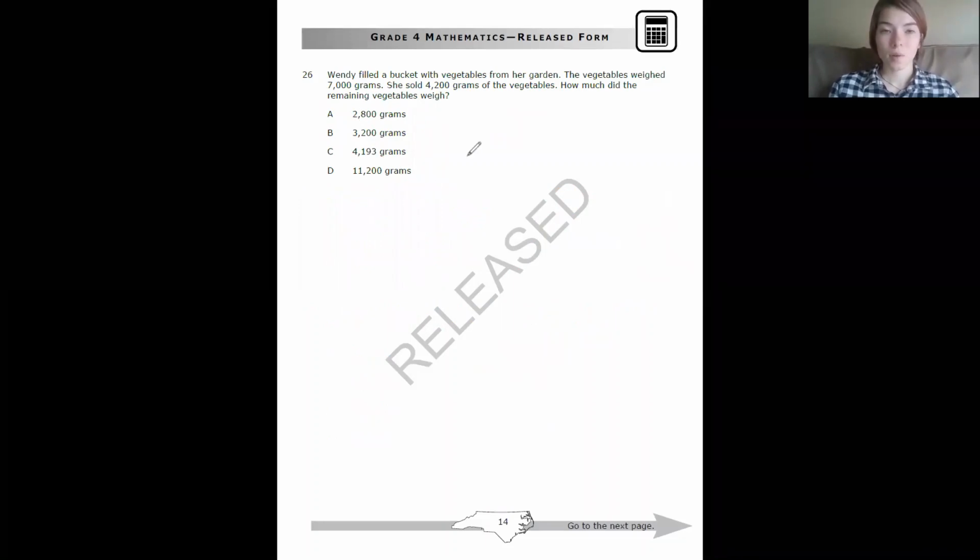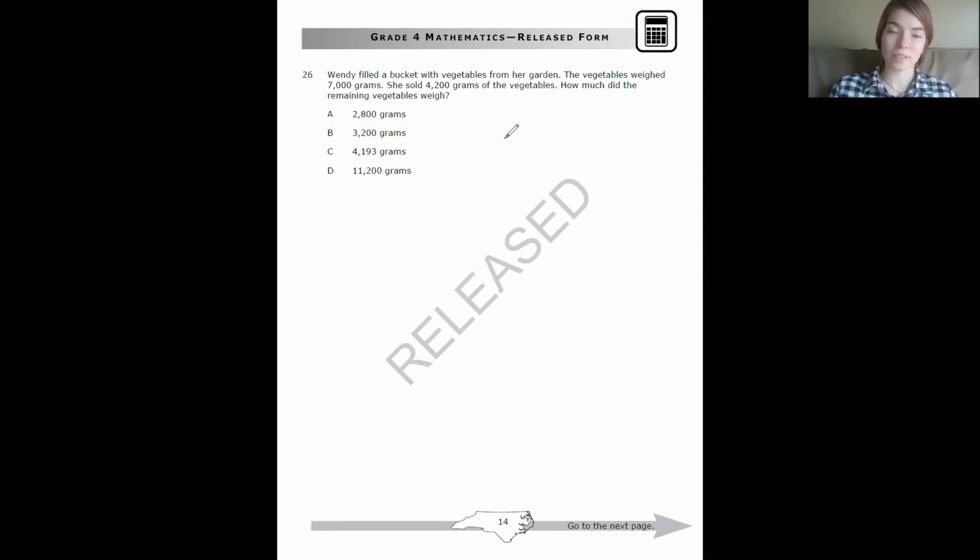Okay. Wendy filled a bucket with vegetables from her garden. The vegetables weighed 7,000 grams. She sold 4,200 grams of the vegetables. How much did the remaining vegetables weigh? Okay, so if she had a bucket with vegetables from her garden, and they originally weighed 7,000 grams, but she then sold 4,200 grams of the vegetables, that means she's going to have a lot less vegetables than when she started, and her bucket's going to weigh less than it did originally.